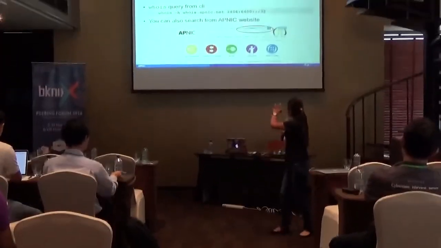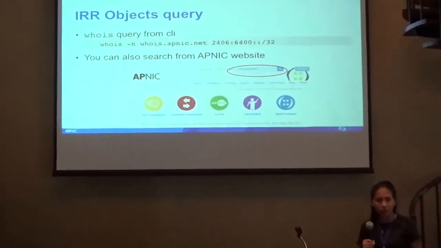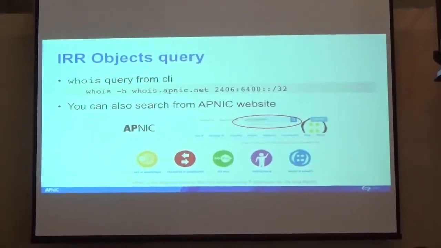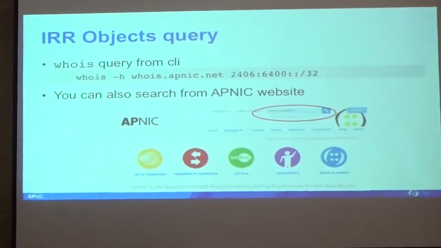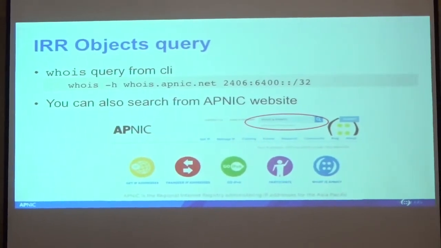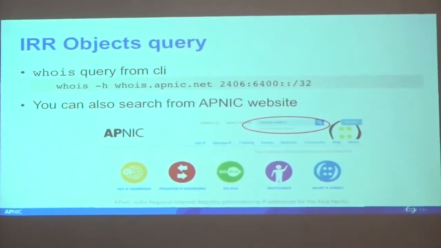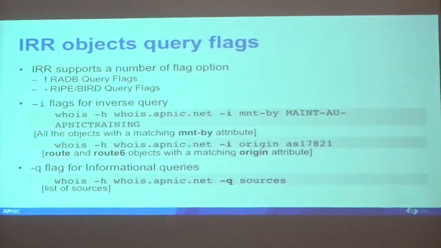Yeah. Any others? Okay. Now, how to check for those objects? Use the whois. Two options. Use the command line, there's a whois utility, or go to the APNIC website. Somewhere up on the main page, you'll see a link to the whois search, and you can easily use that.